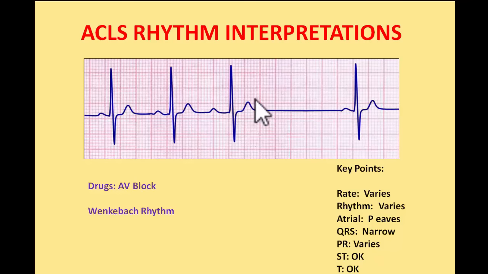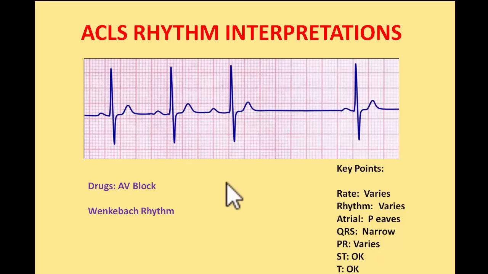There could be a dropped P wave here, and there's a long pause and a new cycle begins. So we have a ventricular rate which is variable and the rhythm is variable. We see P waves definitely, and the QRS complexes are narrow. The PR intervals vary. We have a progressive prolongation of the PR interval here. So the PR interval is short, it gets longer, it gets much longer, and the P wave gets dropped, then a new cycle begins. So this is known as Wenckebach.